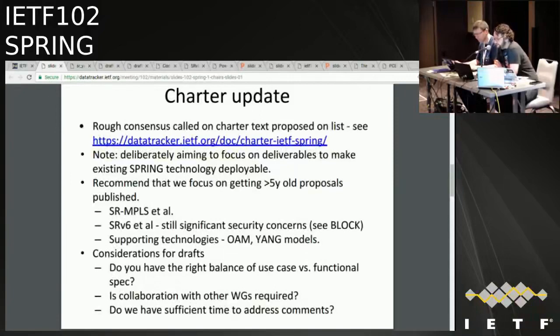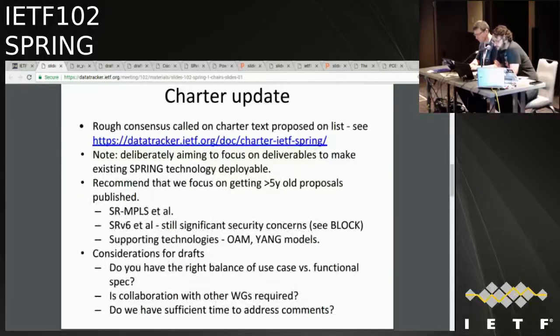We have a number of considerations around SRv6. There's still a significant number of security concerns around it, for example. And one of the blocks that was raised against the charter was actually on this subject. So I think this is an area that we need to have some focus on in the group. And then we have other supporting technologies, some of which we'll talk about today: the OAM mechanisms for SR in general, and then YANG models supporting the protocol-independent parts of the configuration and telemetry for SR.